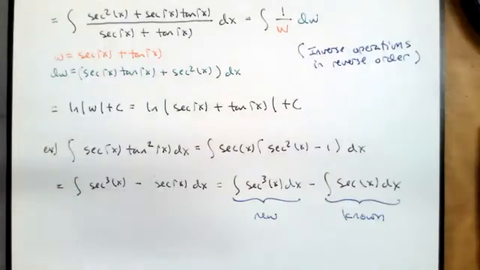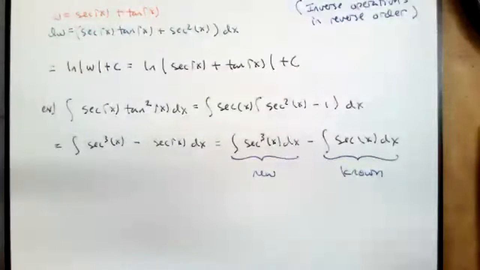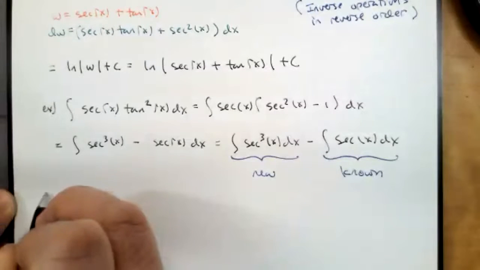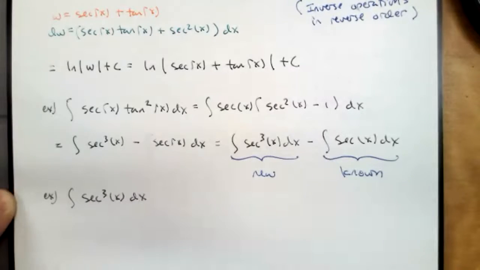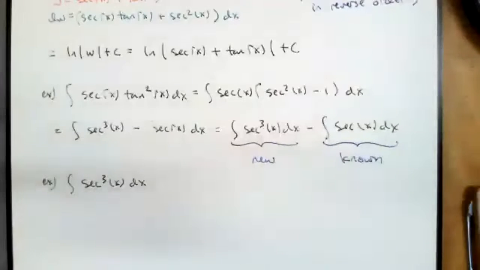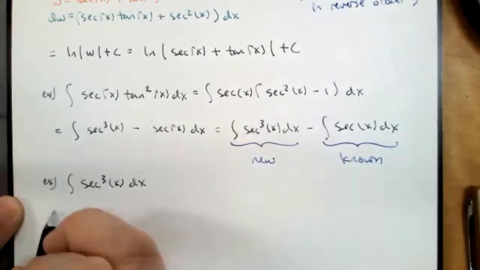So here's what we want to do. We want to focus on these new integrals. So let's just focus on the integral of secant cubed x dx. We know that this is not substitution. That's why we're looking at this and spending too much time on it. We know it's not substitution. Our other option is to try parts. So let's think in terms of parts.